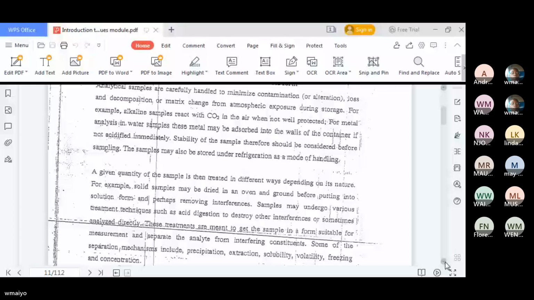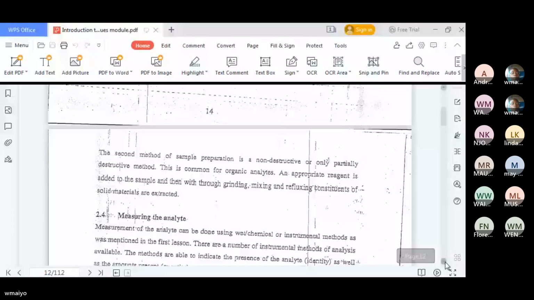So sample preparation will involve several ways depending on exactly what you are analyzing. Then the measuring is subjecting them to the actual measurement using the various techniques, the wet methods, the instrumental methods, or even the classical method. So depending on which analysis you are doing. So measuring the analysis is the actual measurement.